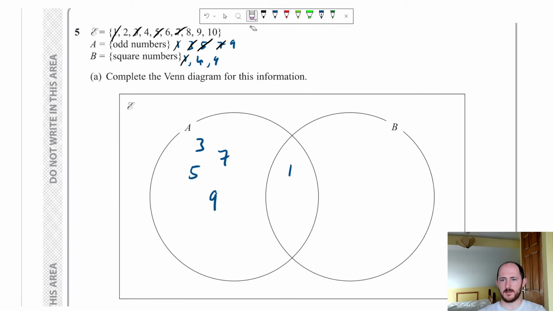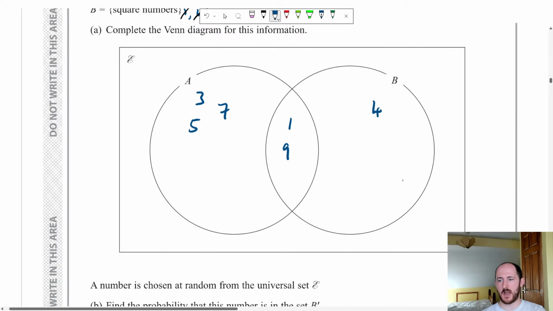So I'm going to, whoa, what am I doing? 9 is a square number, so I'm going to write it in the middle, and I'm going to cross it off from all 3 lists. Then if I look at B, the square numbers, the only square number I haven't written is 4, so I'm going to put that just in B, cross it off from both lists. Now every number I haven't crossed off, 6, 8, and 10, has to go outside.